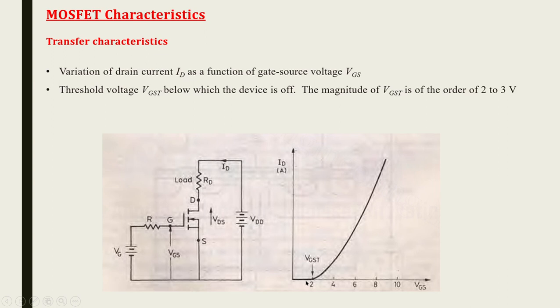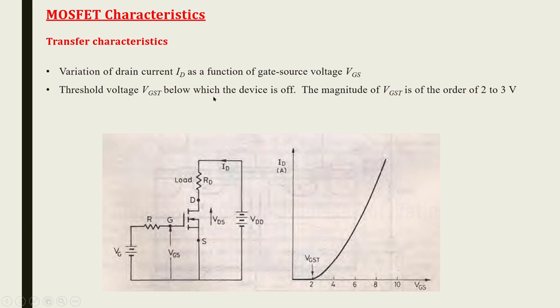Here you can see that up to the threshold voltage VGST, the ID current will be 0. When it reaches the threshold voltage, at that time the n channel is formed, and the power MOSFET starts conducting, and the current will flow from drain to source. After VGST you can see it increases almost linearly. This magnitude of VGST will be of the order of 2 to 3 volts.